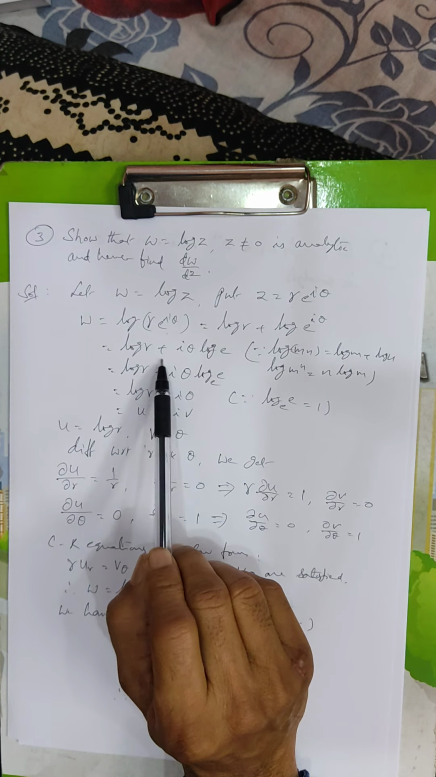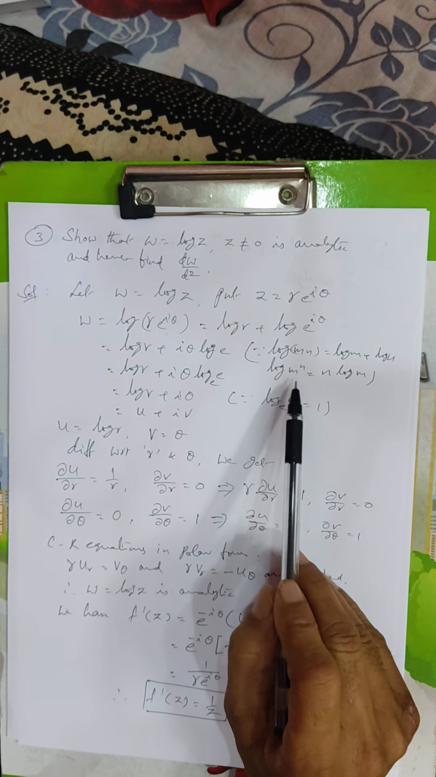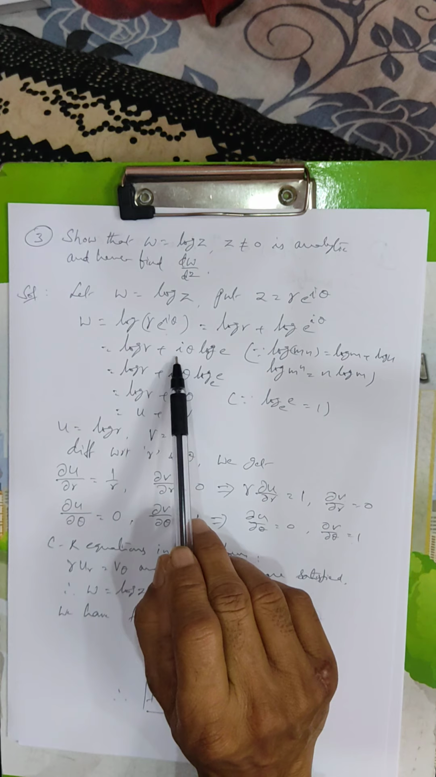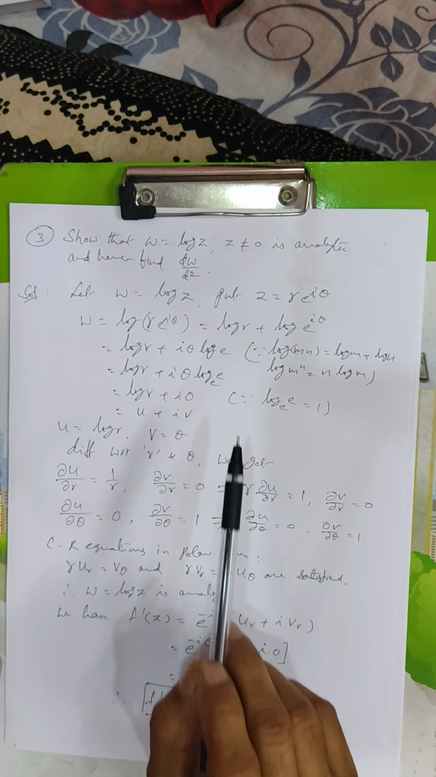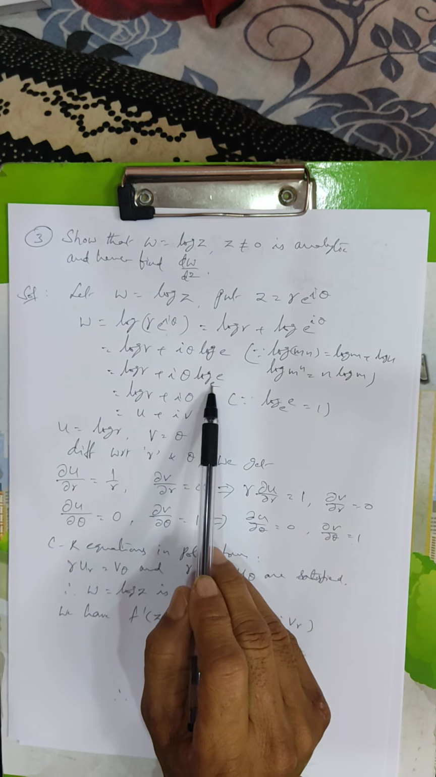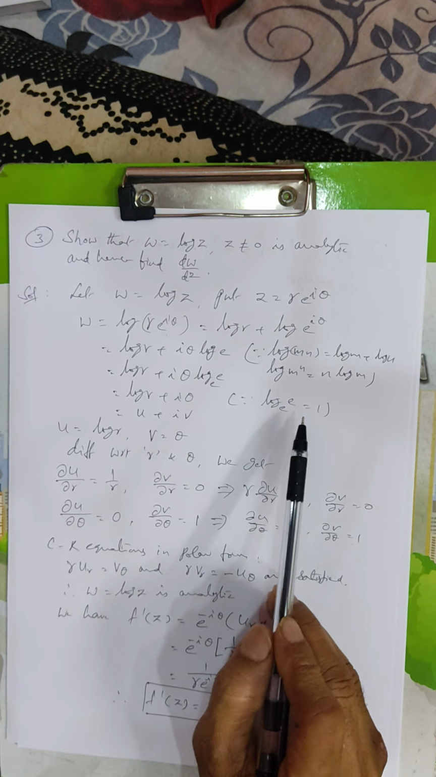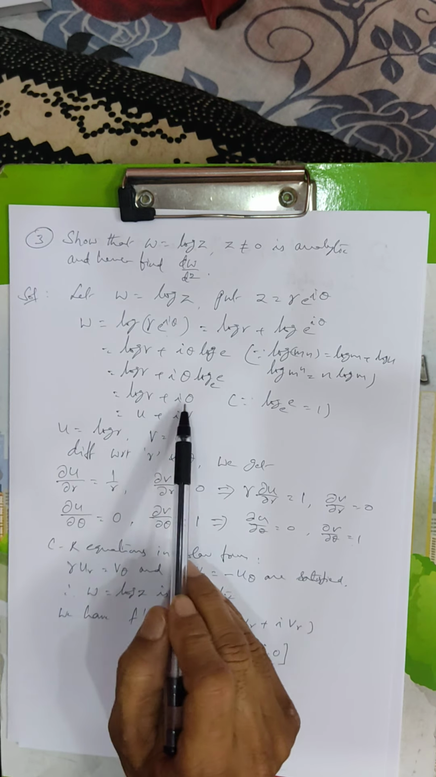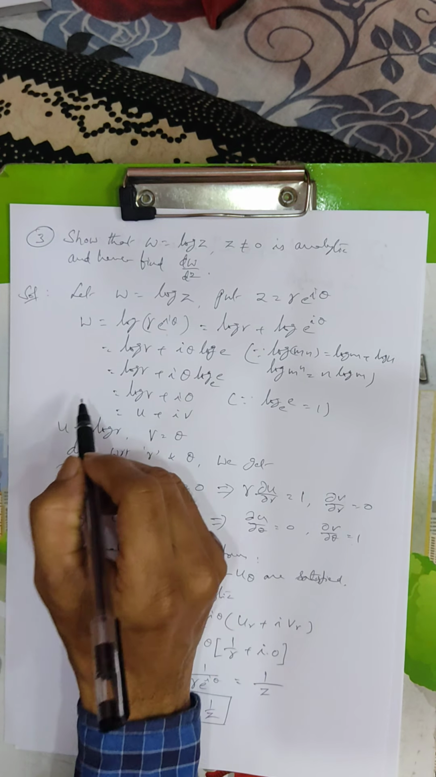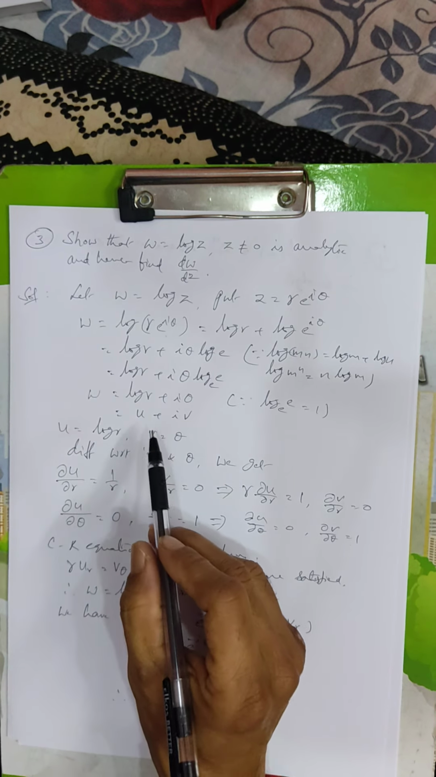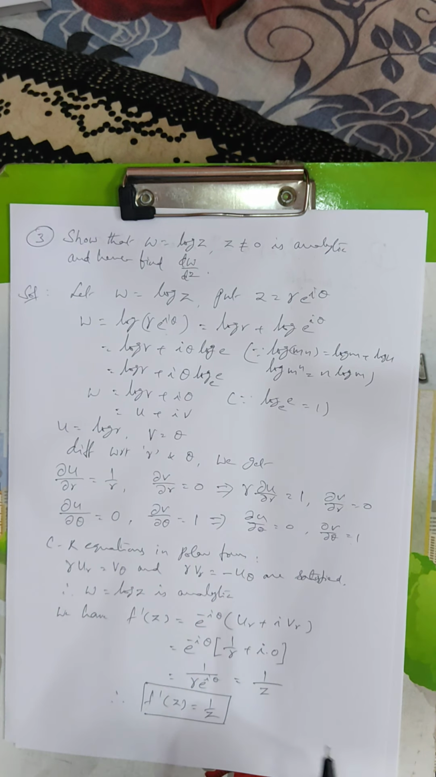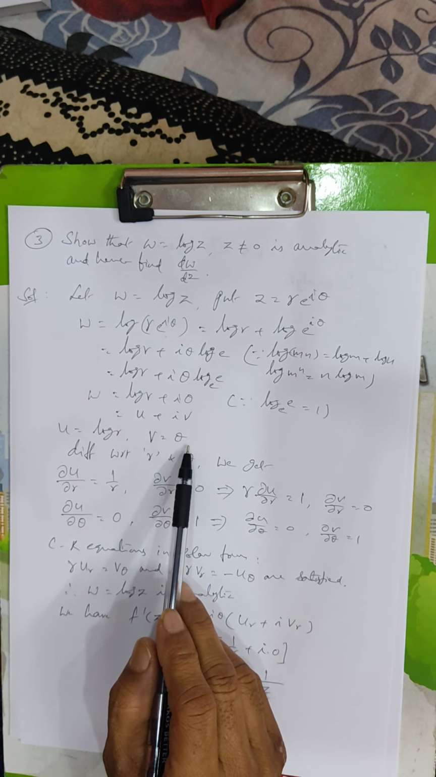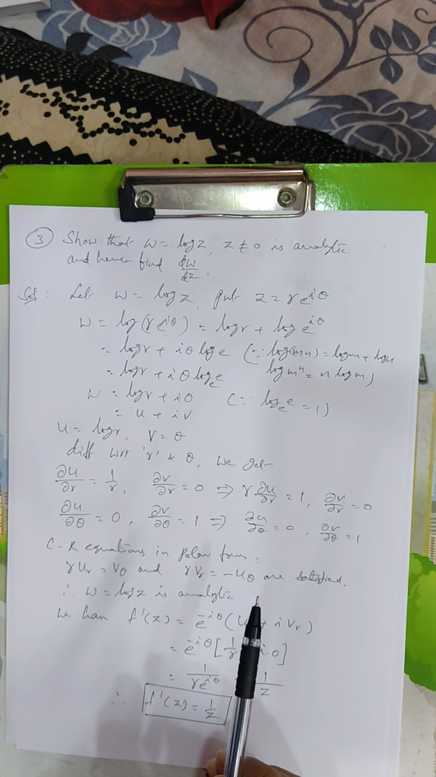So log r plus, again the second term is in the form of log m power n, which is equal to n log m. So we'll get i theta log e. Log e means log e to the base e, whose value is 1. We get log r plus i theta. So w is equal to log r plus i theta, which is in the form u plus iv. Now the real part u is equal to log r and the imaginary part v is equal to theta.